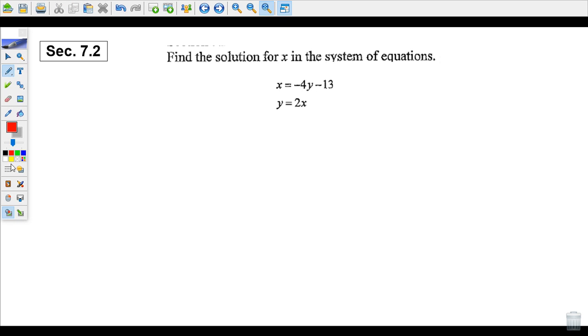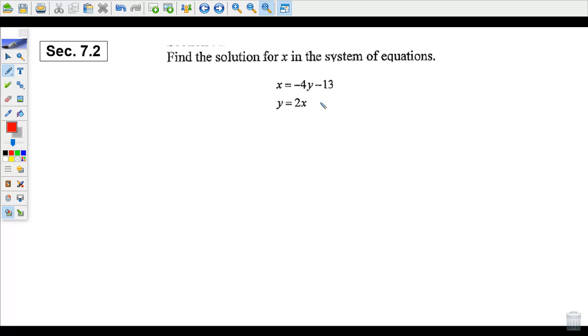Here's another system of equations. We're going to solve just for x. So keep that in mind, just for x. That means we want to either get rid of y or make it so that we're only solving for x. No need to solve for y if it's only asking for x. So this is saying y equals 2x.